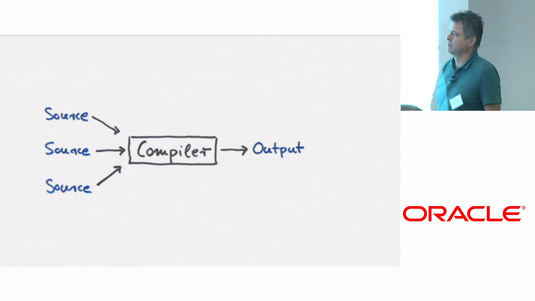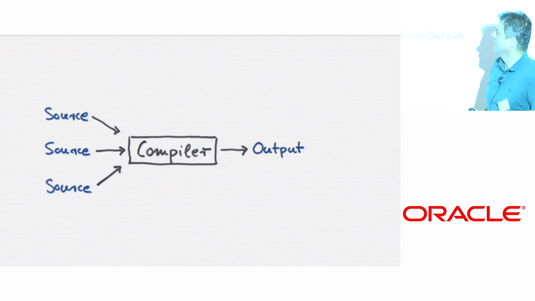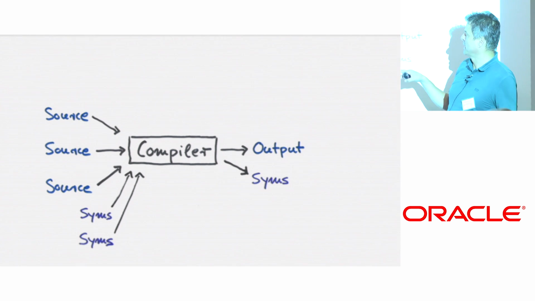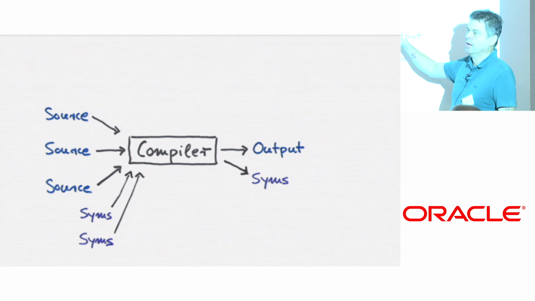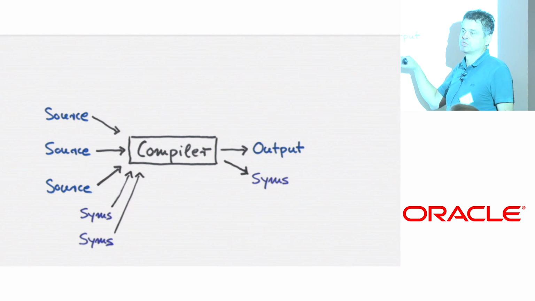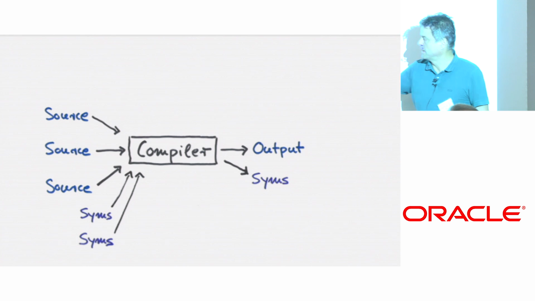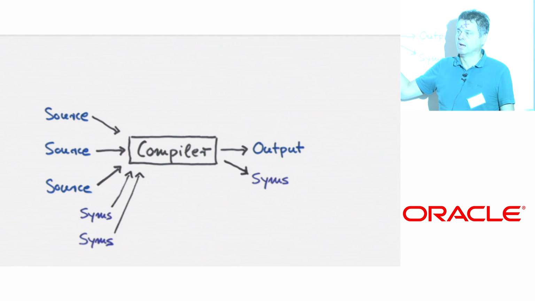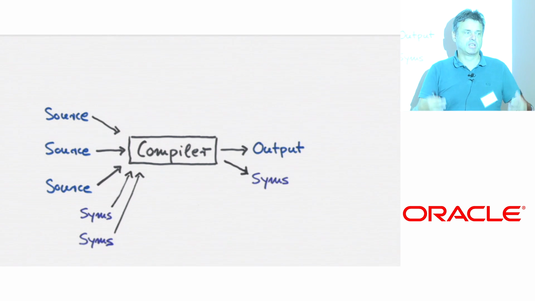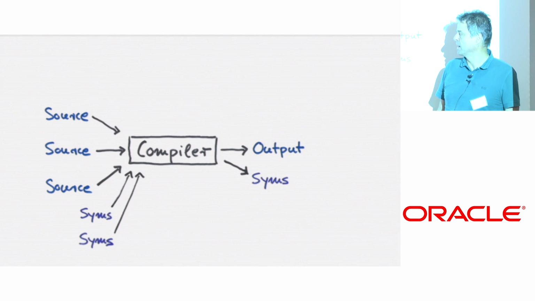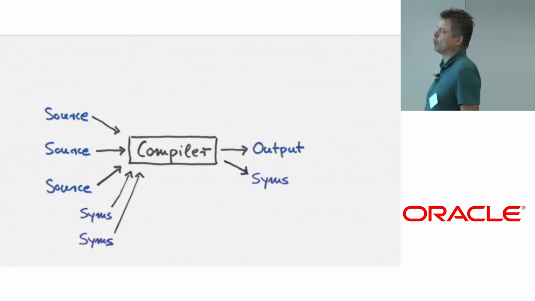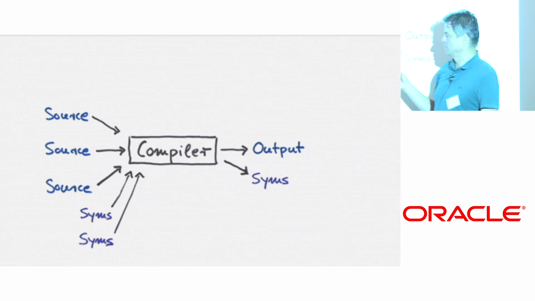And of course, typically you have several sources. And if you add separate compilation, then the picture becomes a little bit more complicated. So the compiler doesn't just produce the output, the bytecodes or the assembly code, but also some symbol table information that then gets fed in as an input when you do separate compilation. So every one of these symbol table things gives you the API of a separately compiled file, and these get fed into the compiler. But basically, it's still a transformer. It takes inputs and produces outputs.